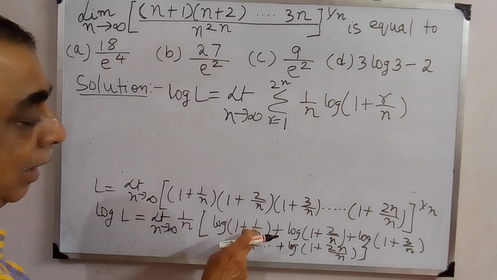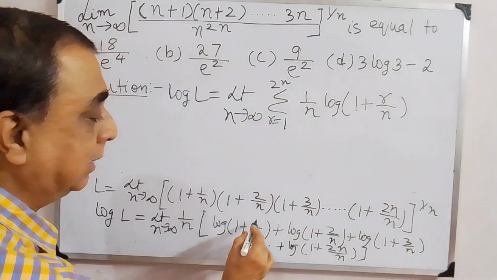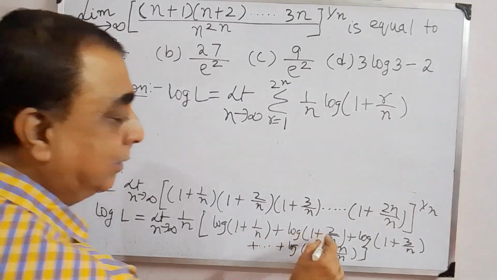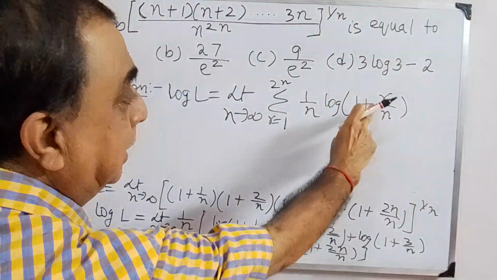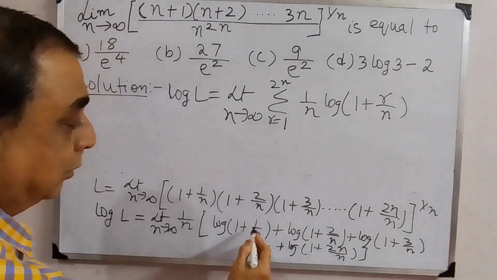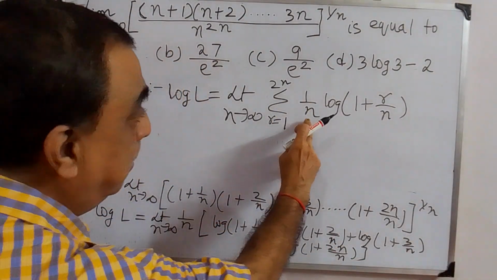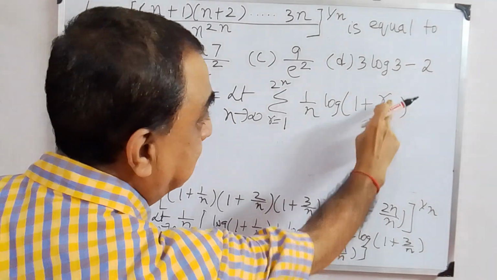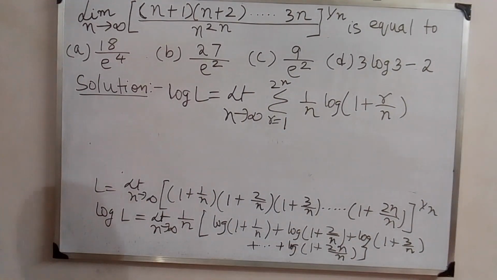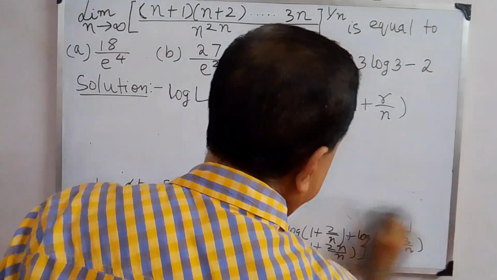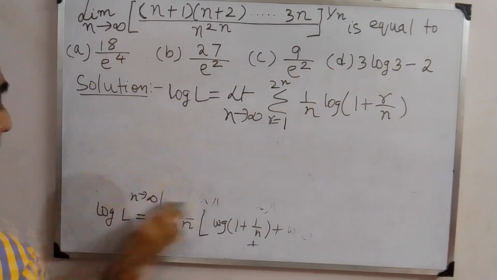So here the first term is all 1, 1, 1, and the second term is ranging from 1 by n, 2 by n, 3 by n. So this I can write as r by n. So the r value is from 1 to 2n. So that is the summation of 1 by n log 1 plus r by n, where r ranges from 1 to 2n. Okay, now see here, we change it into the definite integral.